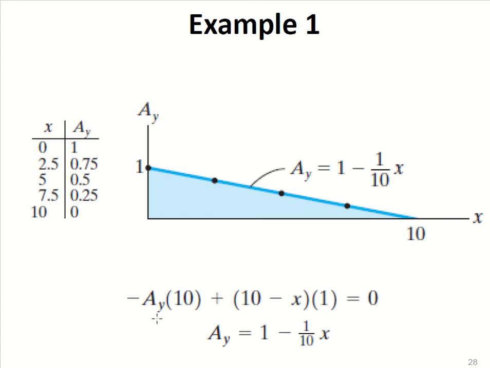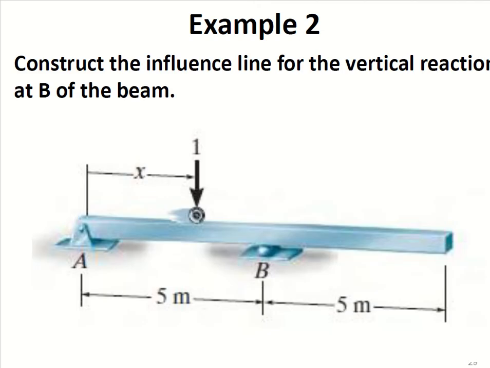Here the general equation is minus AY into 10 plus (10 minus x) into 1 is equal to 0, and putting the values and solving, AY is 1 minus (1 by 10) into x. Just multiply this influence line diagram by the magnitude of the load, and you will get the result for that prescribed load.